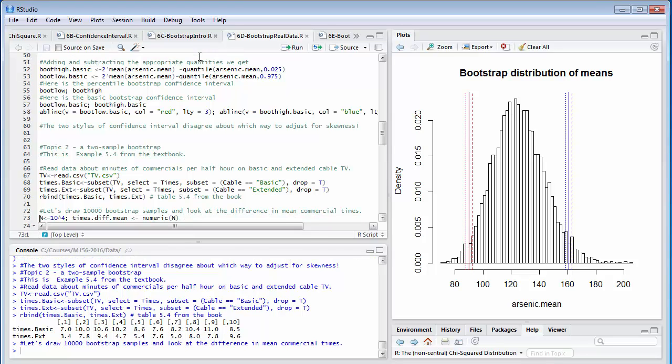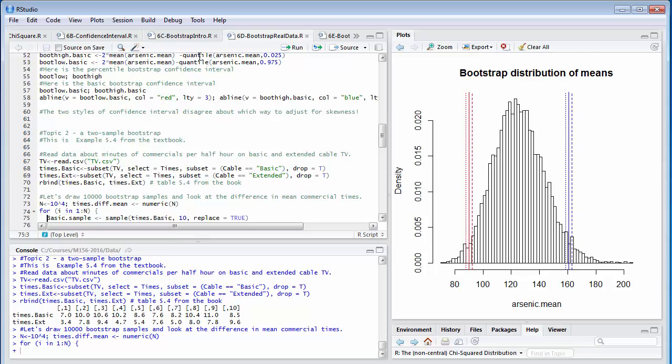And let's do this for 10,000 bootstrap samples, because here's the problem we've got. We can average together these basic times. We can average together the extended times. We can take the difference, but we've got no firm basis for saying whether this difference is statistically significant or not. And in accordance with our general resampling philosophy, what we're going to do is get a collection of 10,000 random samples with which we can compare the actual data.